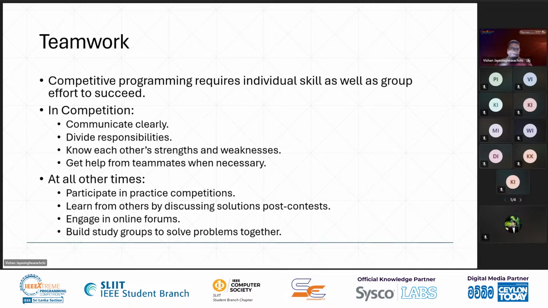Get help from teammates when necessary. Now this is an important thing to do, right? This is something I need to highlight. Once the competition starts, you divide the questions among yourselves. You might think, if I ask them for help in solving a particular problem I encountered with, let's say, question 1, it might look bad on me because that might make me appear unskilled. No, that's not a good mindset.